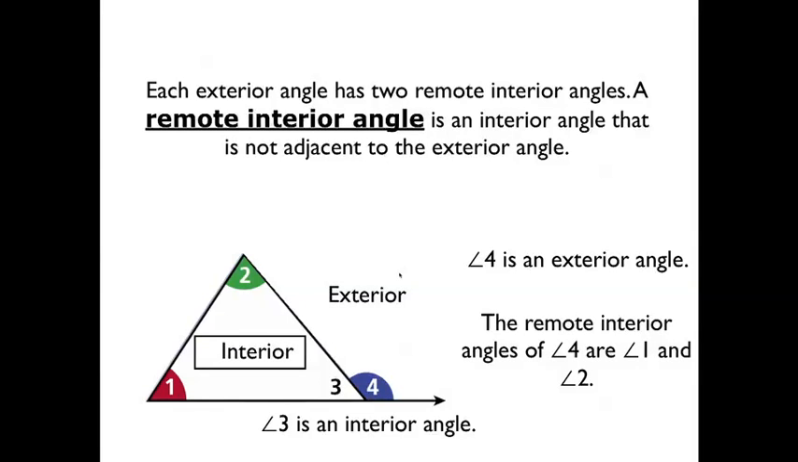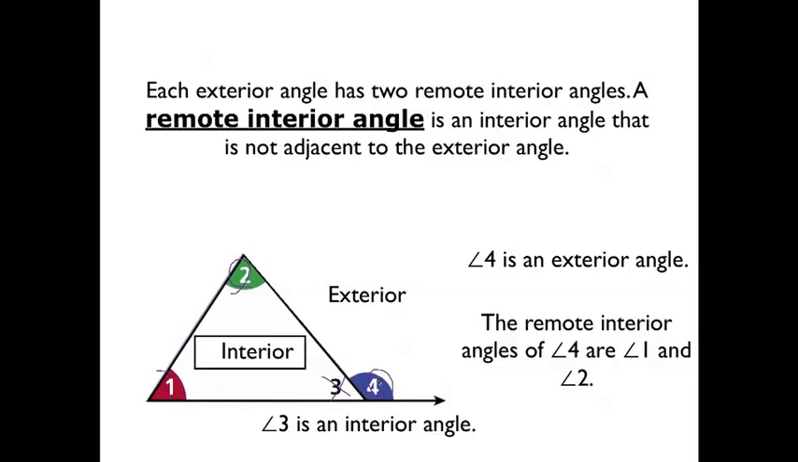So what we're going to talk about here is remote interior. Basically, there's 3 interior angles, 1, 2, and 3. So for this angle 4, the exterior angle, there's 2 angles that are called remote interiors, and that means that they have to be away from angle 4. They can't be connected. Now, angle 3 is connected to angle 4, so it's not a candidate. So the only other 2 interior angles that are not connected to angle 4 are angles 2 and 1. So 2 and 1 are what's considered the remote interior angles as compared to angle 4.